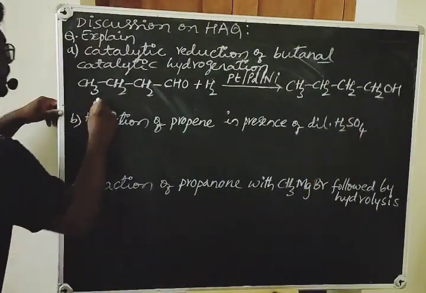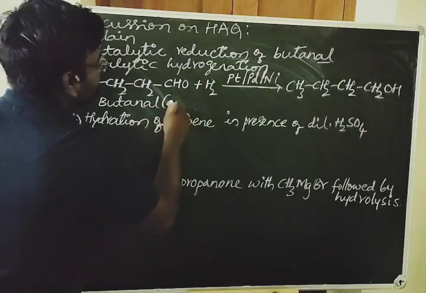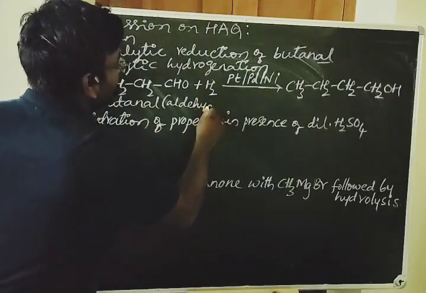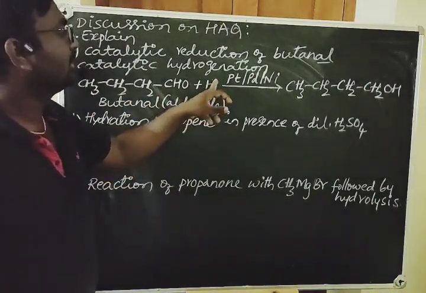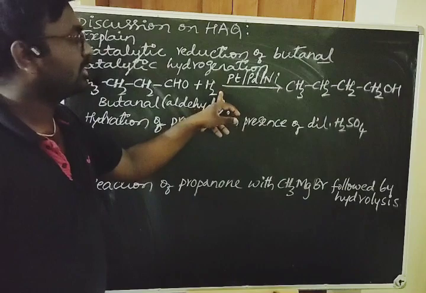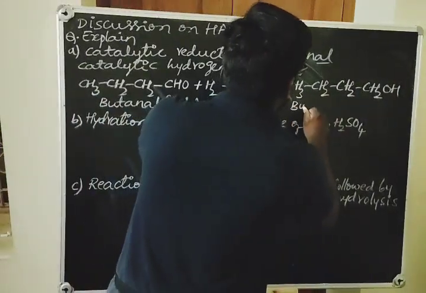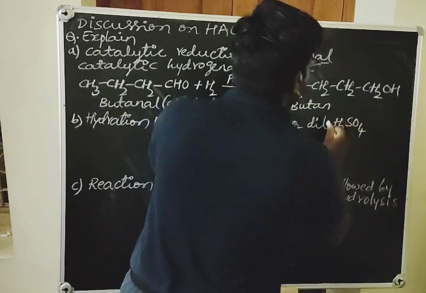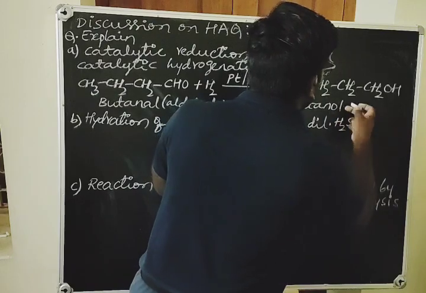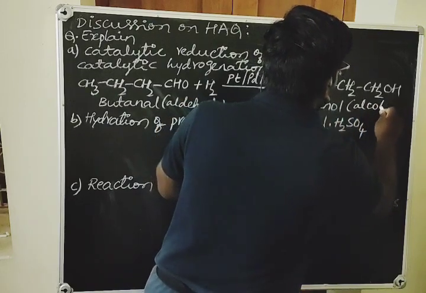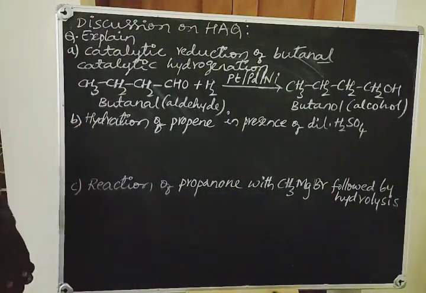So here it is the butanal, an aldehyde. When we conduct the hydrogenation in the presence of the catalyst, it gives an alcohol, that is butan-1-ol, or simply you can write butanol. This is the alcohol. Let's go for the second question.